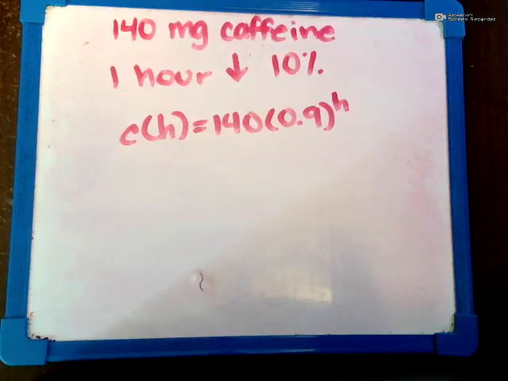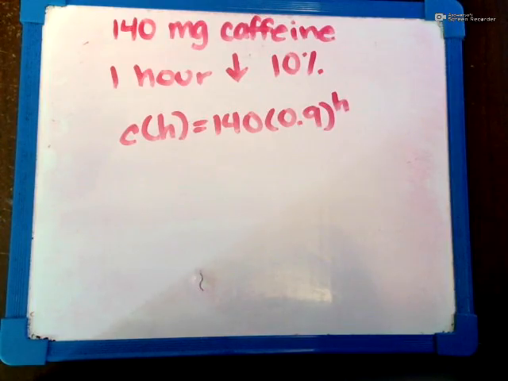Mateo drinks a cup of coffee with 140 milligrams of caffeine. Each hour, the caffeine decreases by 10% in his body. This situation is modeled by the function C of h is equal to 140 times 0.9 to the power of h, where h is the number of hours since drinking the coffee, and C is the number of milligrams of caffeine remaining in Mateo's body.